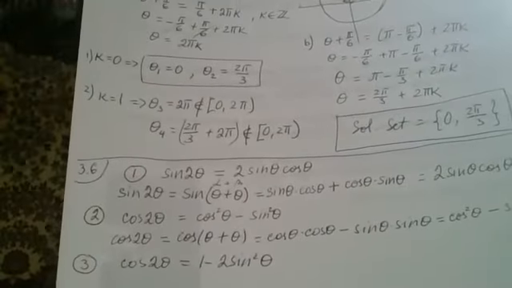Can I start my proof? Yes. Okay. Cosine of 2 theta equals 1 minus 2 sine squared theta.